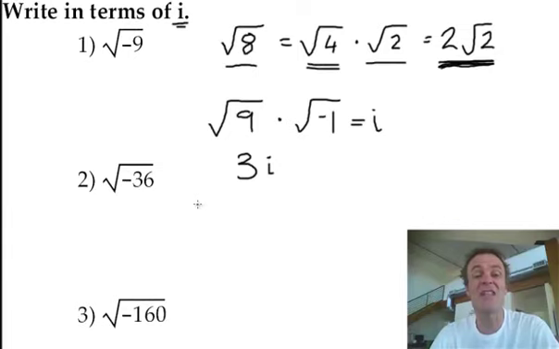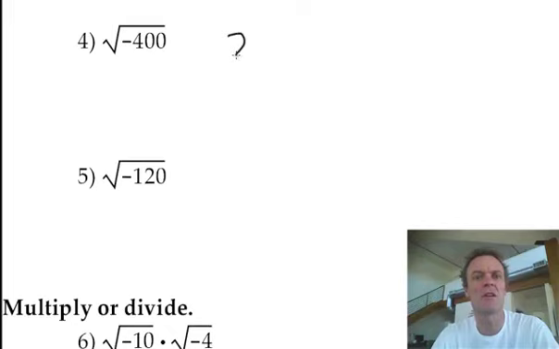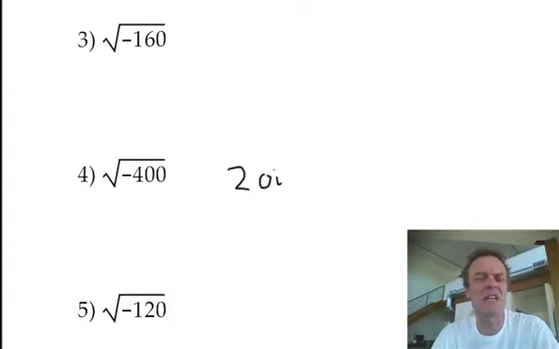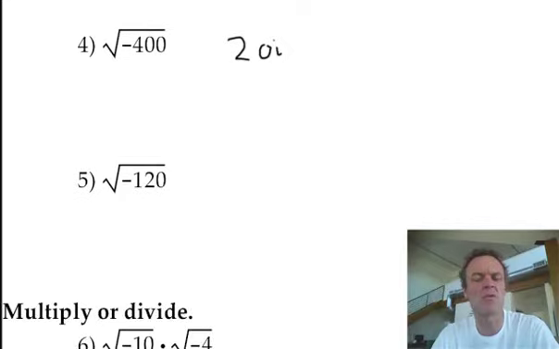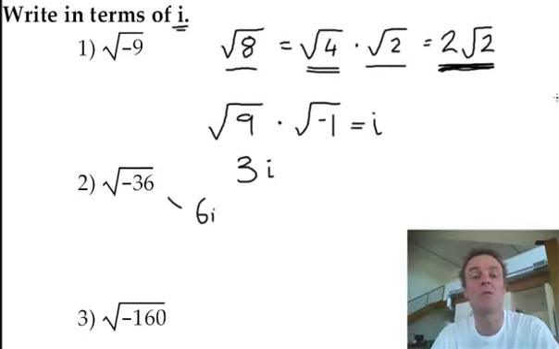So honestly, the shortcut really is pretend it's not negative, just square root it, and then put an i in there. So the square root of negative 36 is 6i. If I keep going down, the square root of negative 400 is 20i. So those are things I can square root. Now, some of the other ones, like negative 160 or 120, I can't immediately square root. I have to break it down like I did with the square root of 8.